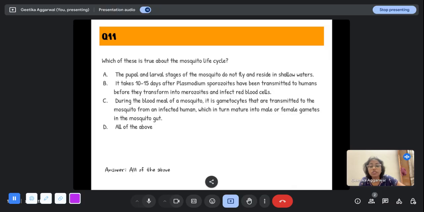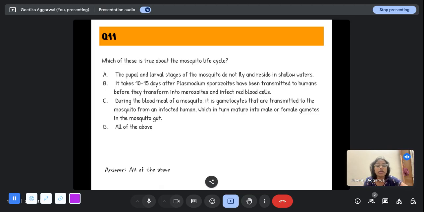So yeah, the correct answer to this question is all of the above. That is true that the larvae and the pupal stages of the mosquito do not fly and they reside in shallow waters. That is why we should try and get rid of all the stagnant water sources or water bodies around us. Or if we cannot get rid of them, put an oil layer on it so that these mosquitoes cannot stay.